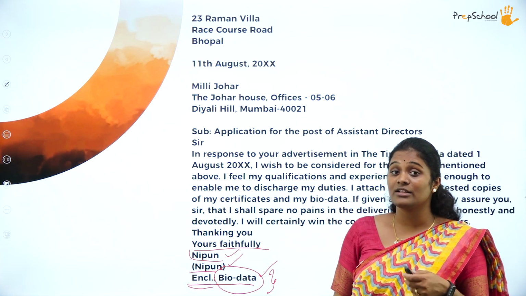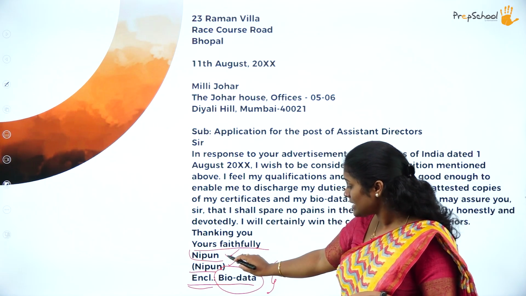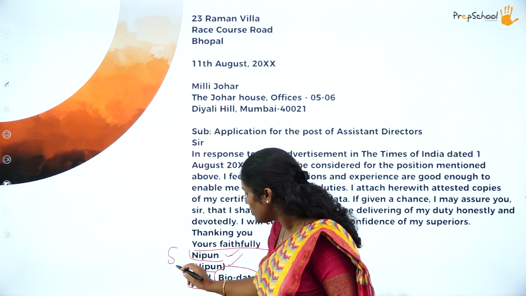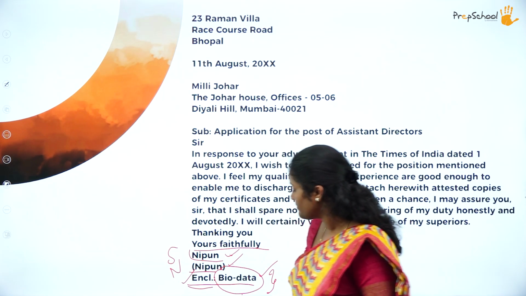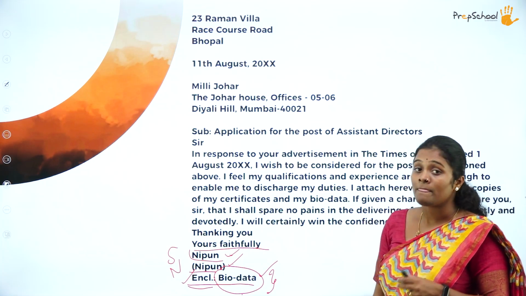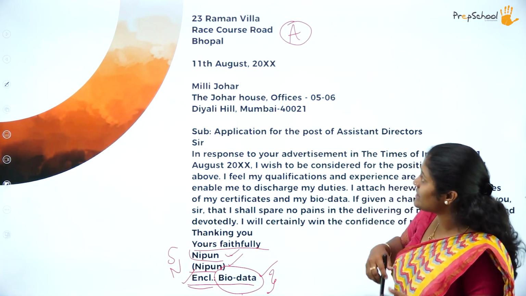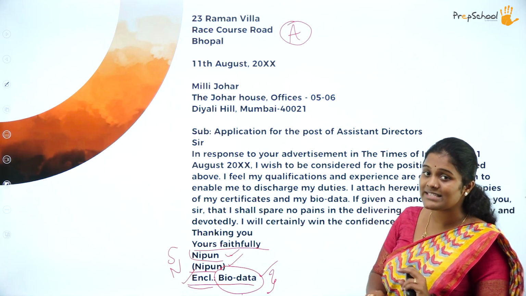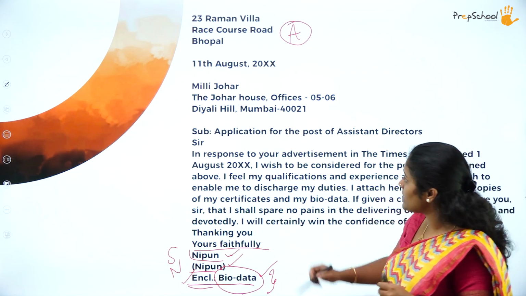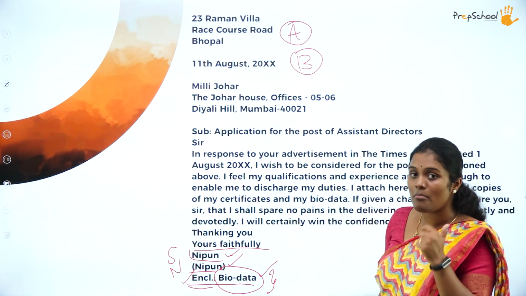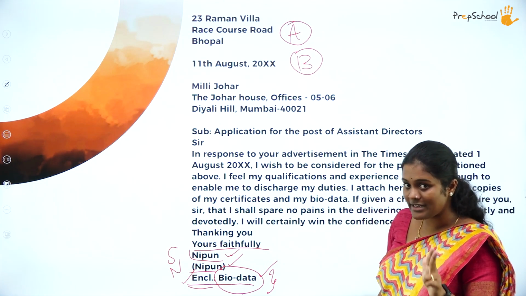Sorry that it was not there in the format, but name, signature, name and enclosure. So write it that way. Signature, name and enclosure. Okay, let's look at this example. First one, sender's address is A. Raman Villa, 23 Raman Villa, Racecourse Road, Bhopal. Sender's address is done. One line space, you come to this one. So there is date, month and year. That is done. That is B, date.